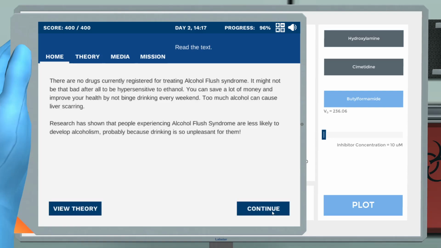There are no drugs currently registered for treating alcohol flush syndrome. It might not be that bad after all to be hypersensitive to ethanol. You can save a lot of money and improve your health by not binge drinking every weekend. Too much alcohol can cause liver scarring. Research has shown that people experiencing alcohol flush syndrome are less likely to develop alcoholism, probably because drinking is so unpleasant for them.